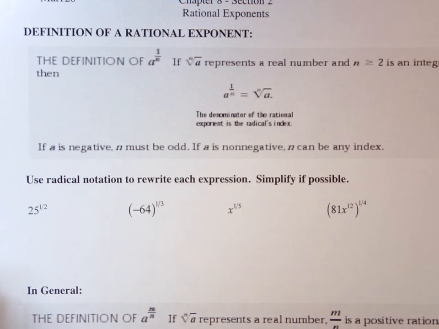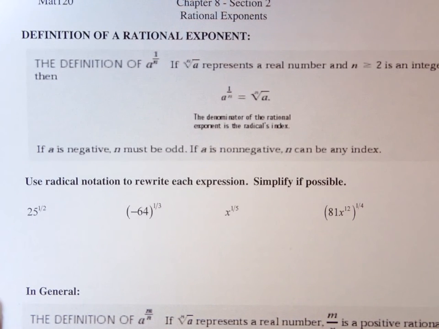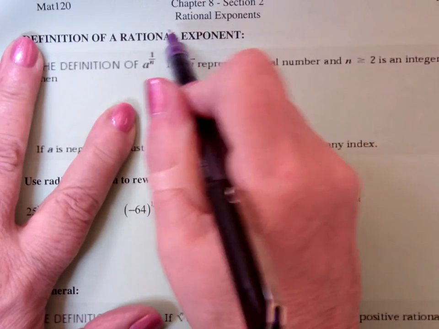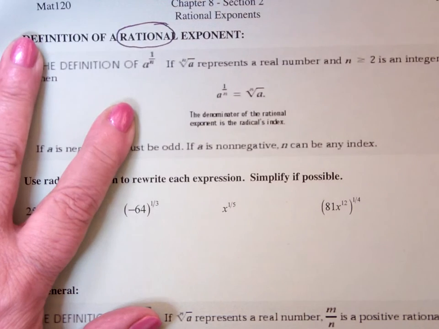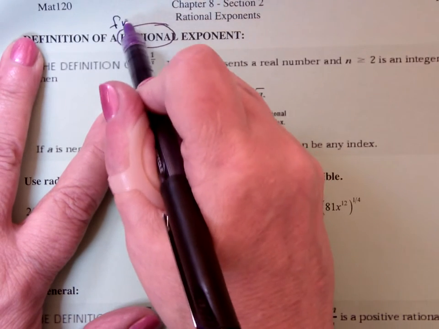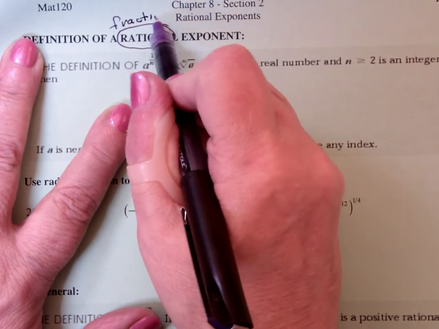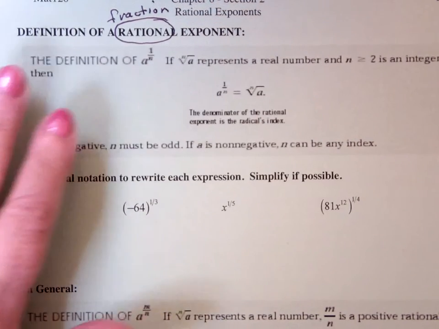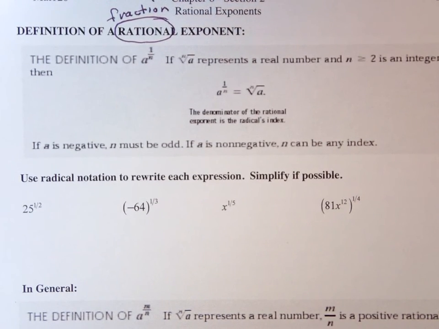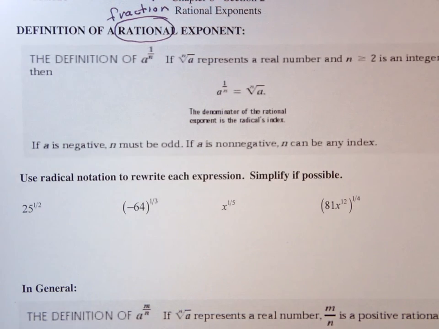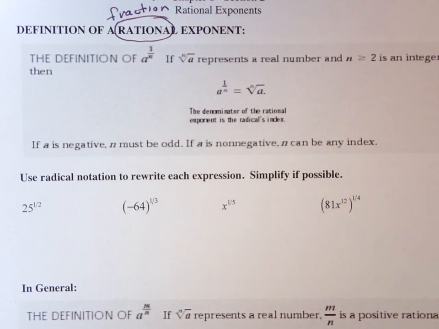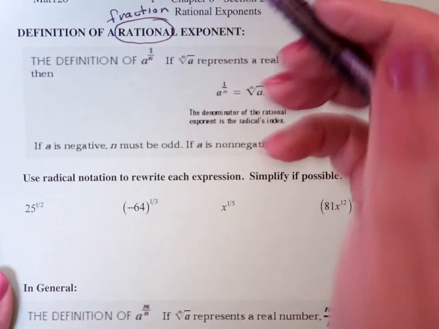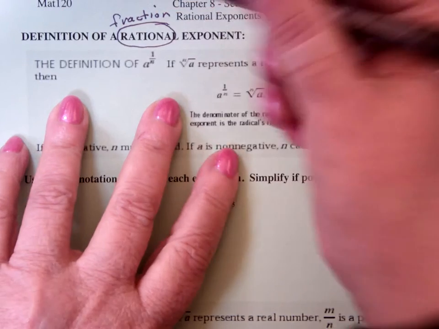We're going to be looking at the topic of rational exponents. By the way, the word rational, no matter how you look at it, always means fractional or fraction. So when we talk about a rational exponent, we're talking about a fractional exponent. A fractional exponent. And so we need a definition.